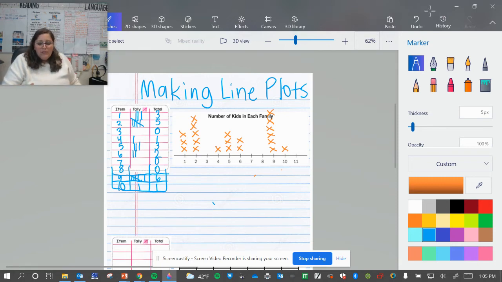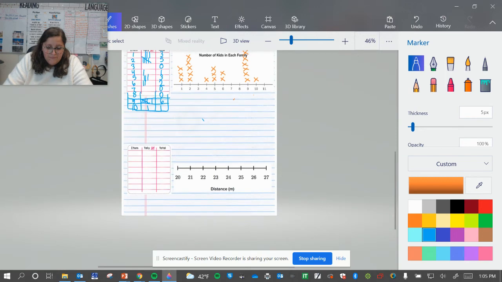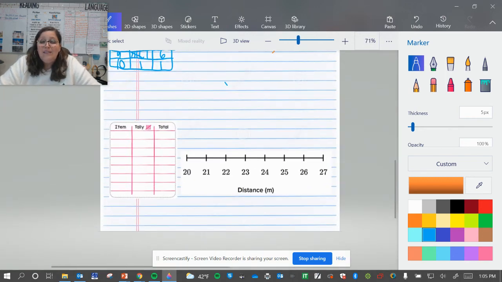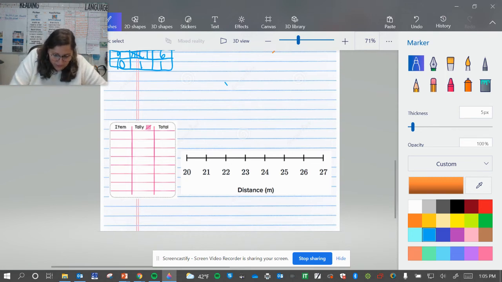It's okay that we don't have any X's on those because we didn't have any families with that number of children. All right, let's go down here. This is the distance that these kids ran in a race. So we have, again, a number line. It's a chunk of a number line. It's between 20 and 27 because I didn't have anybody run less than 20 and I didn't have anybody run more than 27. All right. So let's label our distances on the items. So we would have 20, 21, 22, 23, 24, 25, 26, 27.